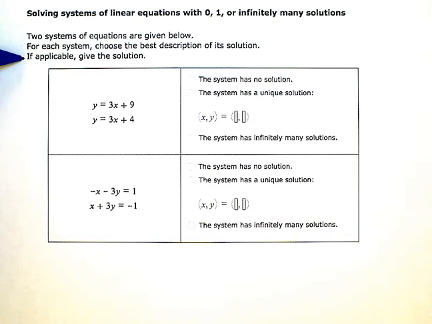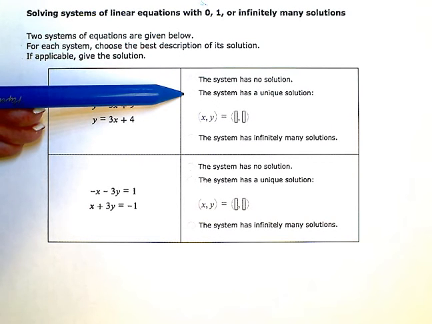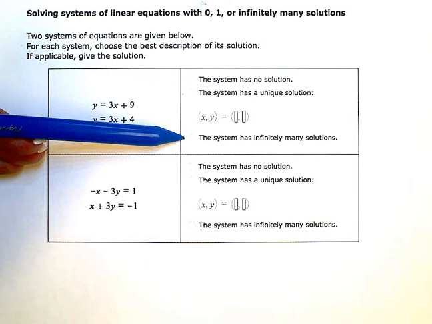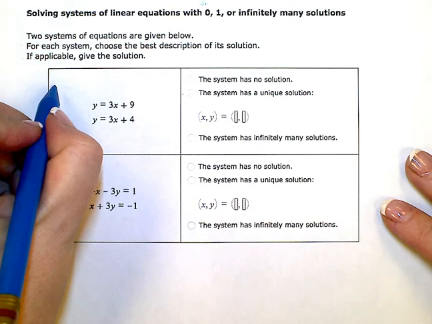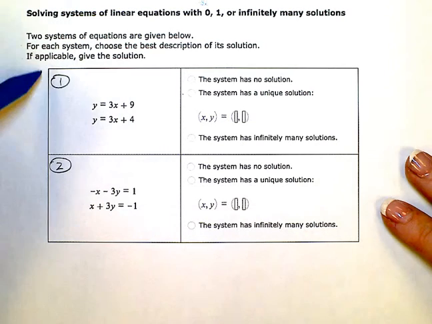So we know we have three different types of systems when it comes to linear systems of equations. Either the system has no solution, it's a one-solution system, or the system has infinitely many solutions. So I'm going to work these problems separately. We'll start with number 1 here.